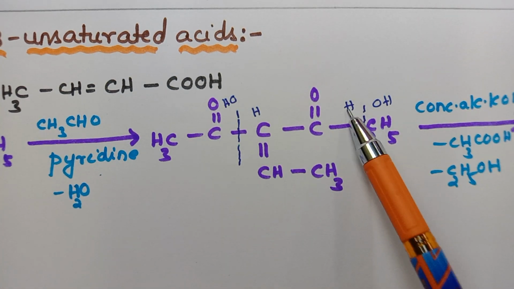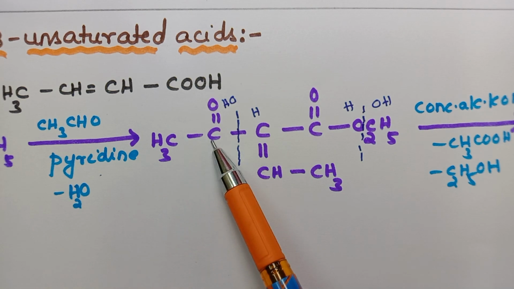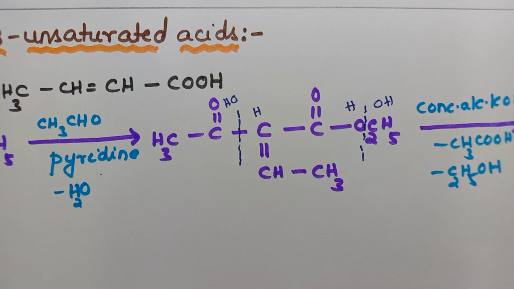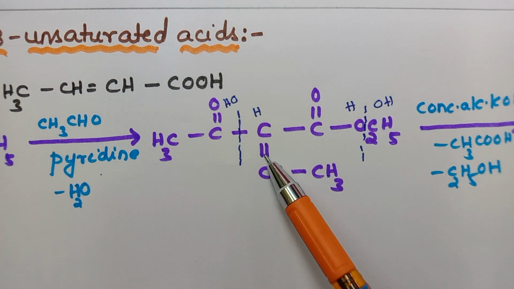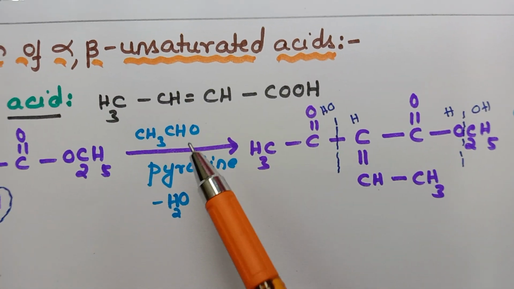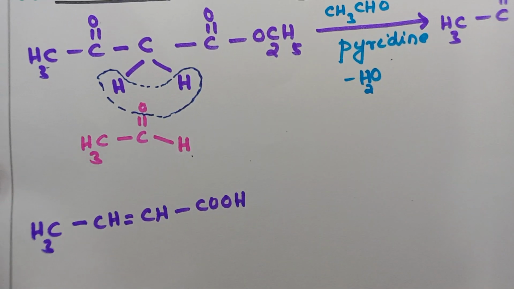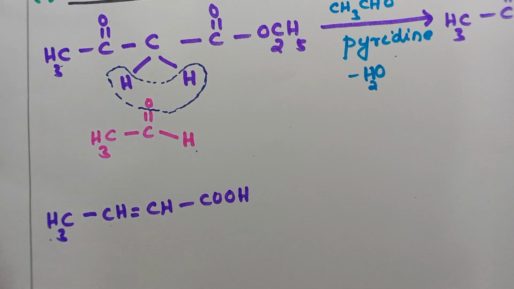Hydrolysis takes place here, students, HOH. This bond breaks and HOH, CH3COOH, C2H5OH coming out. Next, what is remaining here? CH3, CH, double bond, CH, COOH. That is nothing but crotonic acid. This is our compound. So here is the compound CH3CH double bond CH-COOH. This is how we prepare crotonic acid, students.